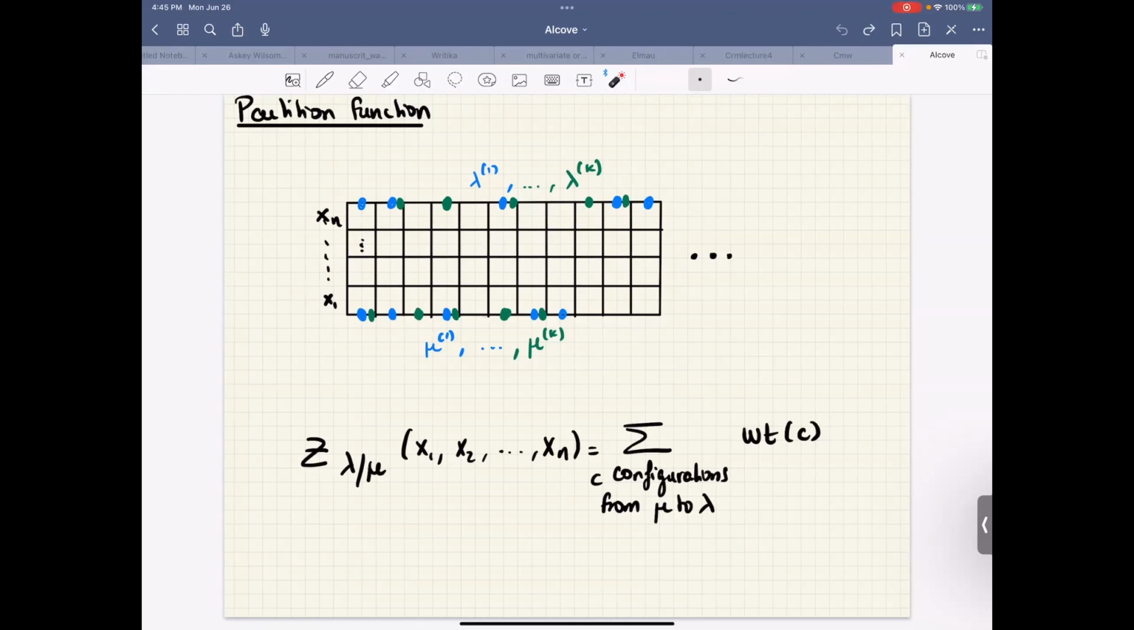And we do exactly the same thing as we have done before for the case of Schur polynomials. So we count all the configurations from mu to lambda, where now it's not just one partition, but a k-tuple of partitions. And we compute the weight of this configuration.